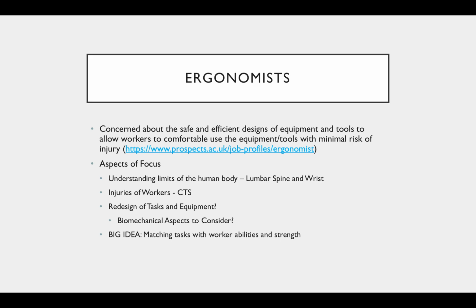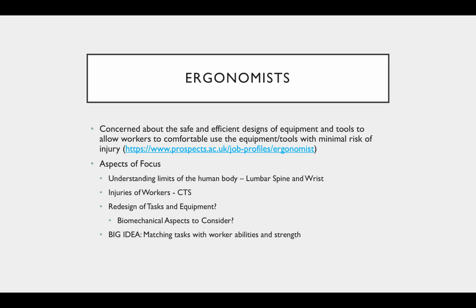So how does biomechanics relate to this? Number one, ergonomists understand the limits of the human body. They need to know their anatomy well. They'll look at the lumbar spine, the L4 to L5 joint, and maybe the wrist. For the lumbar spine, they'll look at shear and compression forces. Again, biomechanics is helping them determine injury here. And with the wrist, they'll look at, for example, acute versus chronic injuries.